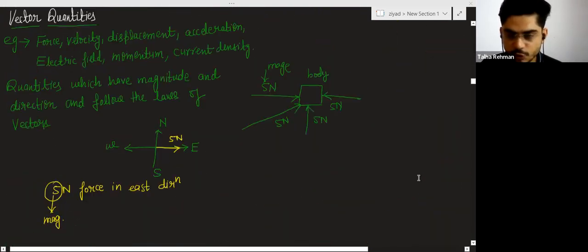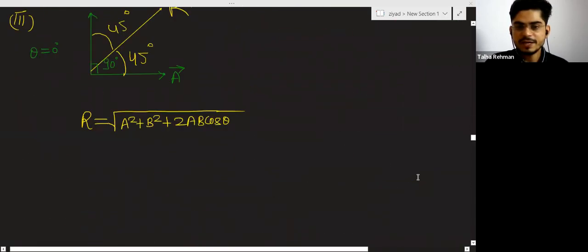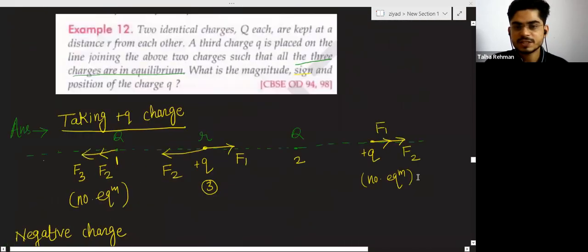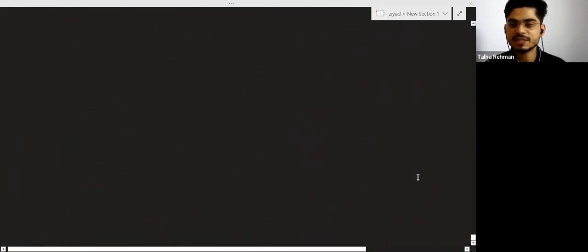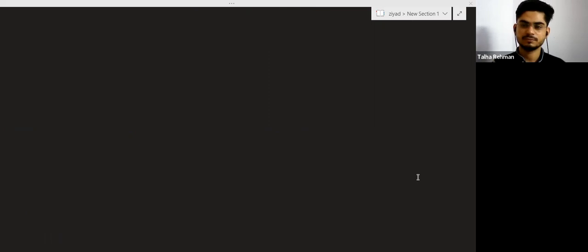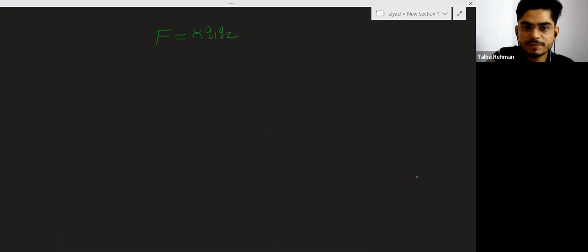So listen first. Coulomb's law is the expression for finding the force between two point charges placed in any medium. The formula of Coulomb's law of force is F is equal to K product of two charges divided by the square of the distance between the two charges.